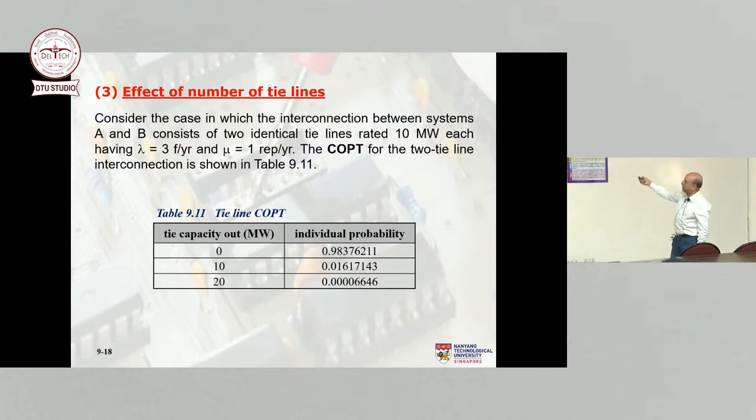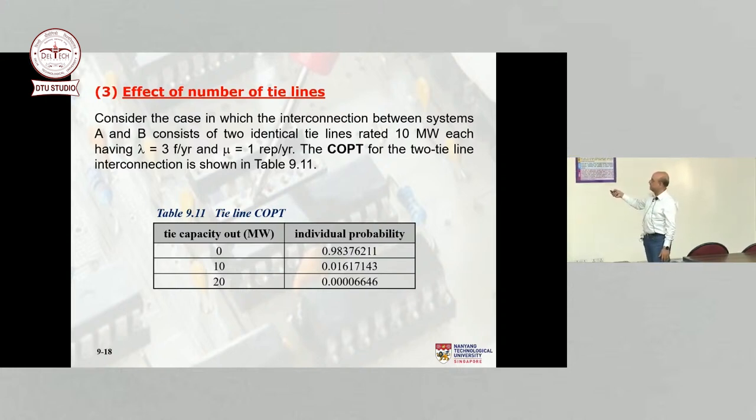Okay, so the COPT for the two tie line interconnection is shown here. So it can exist in 3 states. Either both of the tie lines are operating, so this is the probability. You know how to calculate that, right? COPT for 2 lines, it's like using binomial distribution. A plus U squared is equal to A squared plus 2AU plus U squared. So this is A squared, this is U squared, this is 2AU, where A and U can be calculated from these numbers, right?